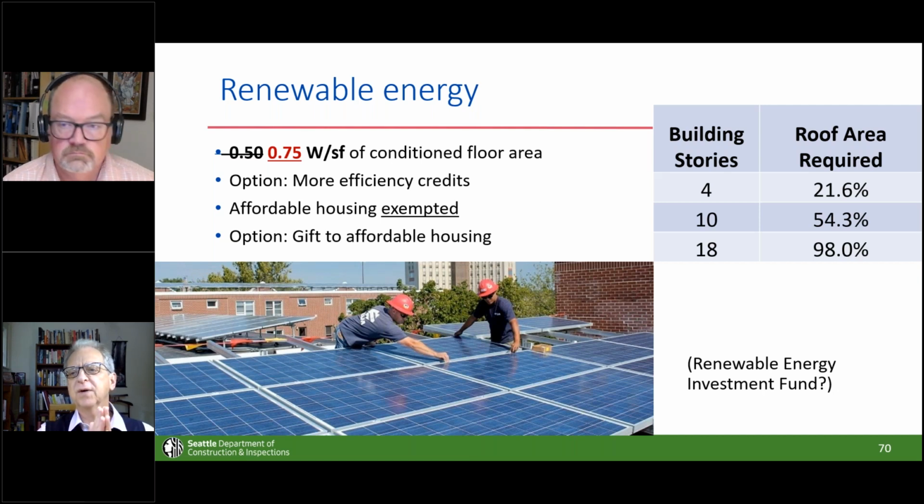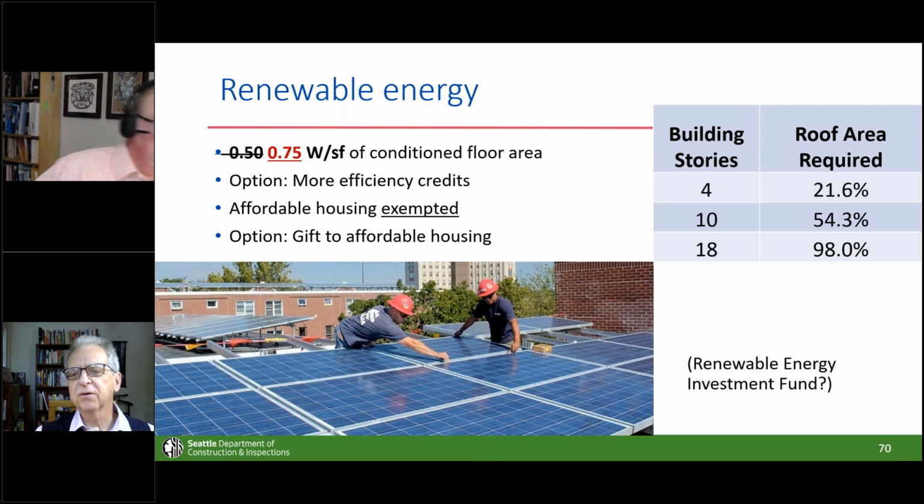If you want to know how much that is, on the right you can see that if it's a 4-story building, it would be less than a quarter of your roof area to get all that. 18 stories would just about max out your entire roof. And as you know, the fire marshal is not going to let you do that. There's going to have to be walking spaces around and certain travel paths. And so maybe somewhere on the 15-story level, you would max out.